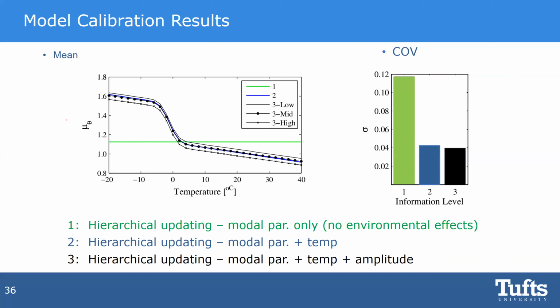If I just do hierarchical using modal parameters, I basically just update the mean. So the mean is constant. Then to compensate for this variability, I have a large coefficient of variation. If I account for the temperature, it just drops tremendously. So my predictions are much tighter. If I add amplitude of excitation, it gets a teeny bit better.